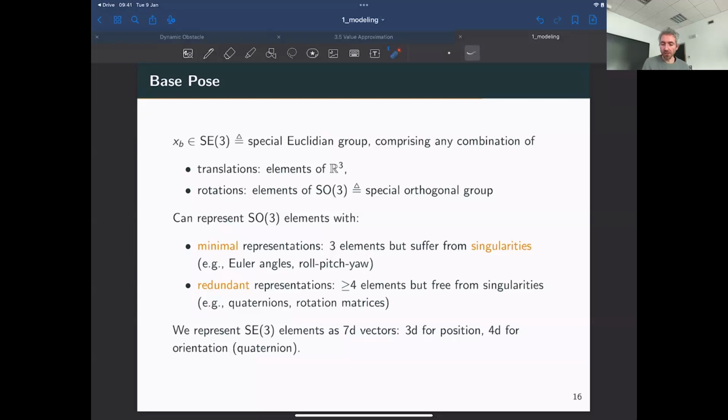So what we're going to do is represent the XB vector, the one representing the pose of one body of the robot, of the base, as a 7-dimensional vector. The first 3 elements are going to represent the position of this body, and the last 4 elements are going to represent the orientation in the form of a quaternion.